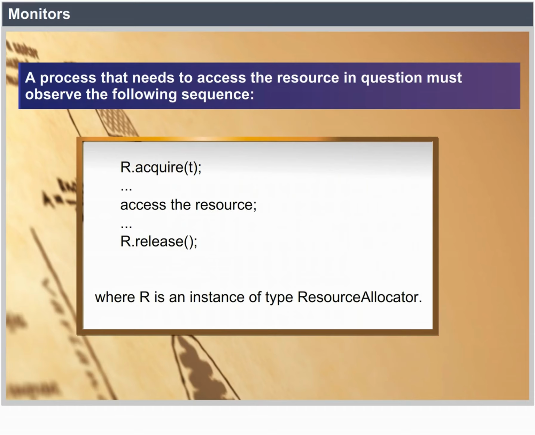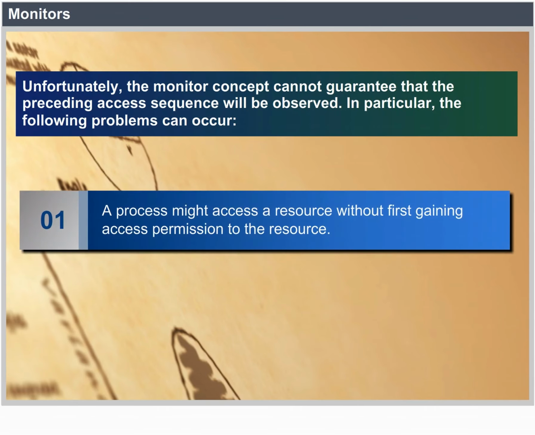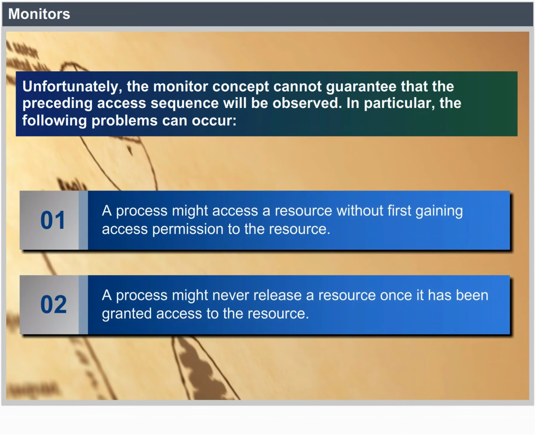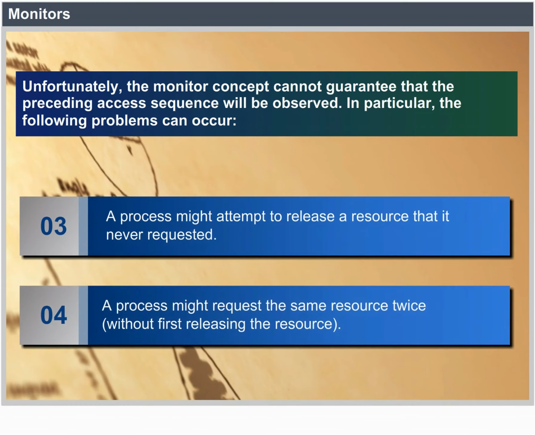Unfortunately, the monitor concept cannot guarantee that the preceding access sequence will be observed. In particular, the following problems can occur. A process might access a resource without first gaining access permission to the resource. A process might never release a resource once it has been granted access to the resource. A process might attempt to release a resource that it never requested. A process might request the same resource twice without first releasing the resource.